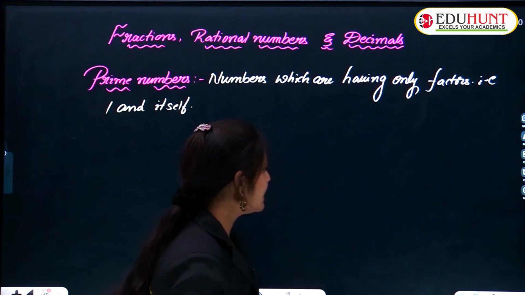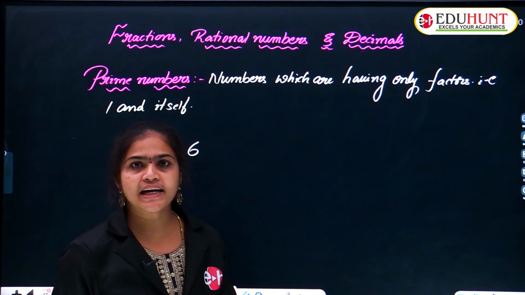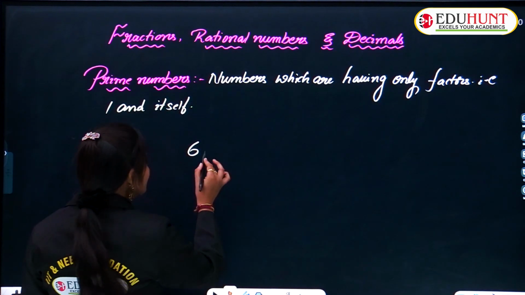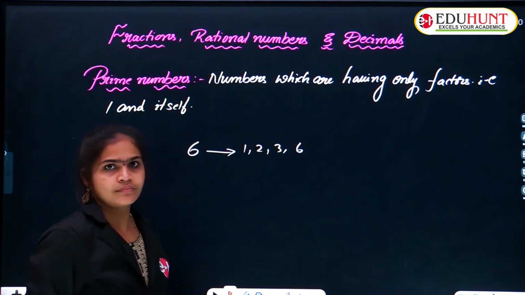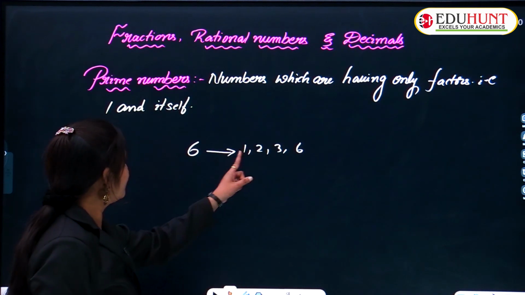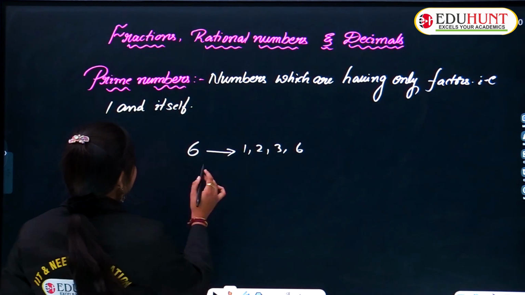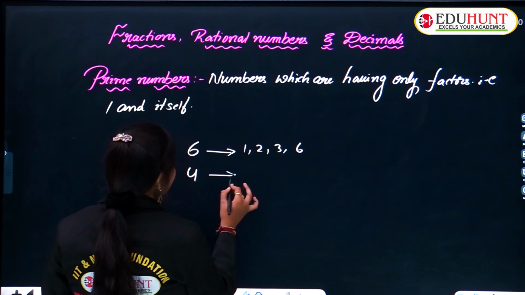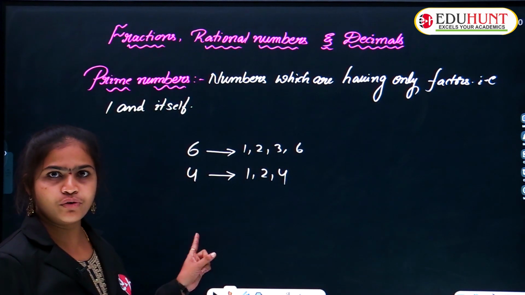Now see, for example 6. 6 is having how many factors? 4 factors. What are those? 1, 2, 3, 6. Yes or no? These 4 are the factors of 6. Now say, what are the factors of 4? 1, 2, 4. Those are the factors of 4.